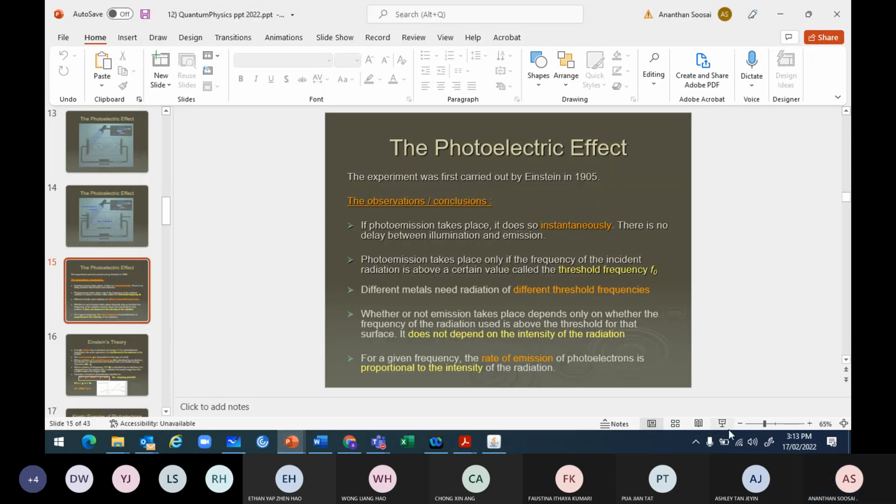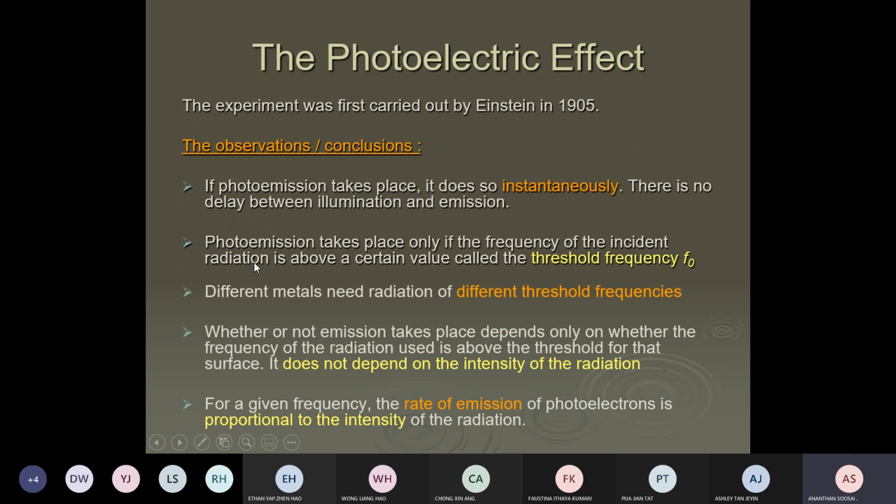So the photoelectric effect takes place only if the frequency of the incident radiation is above a certain value called the threshold frequency. But what did the wave idea predict? The wave idea predicted that any frequency must release electrons. This is your wave idea.